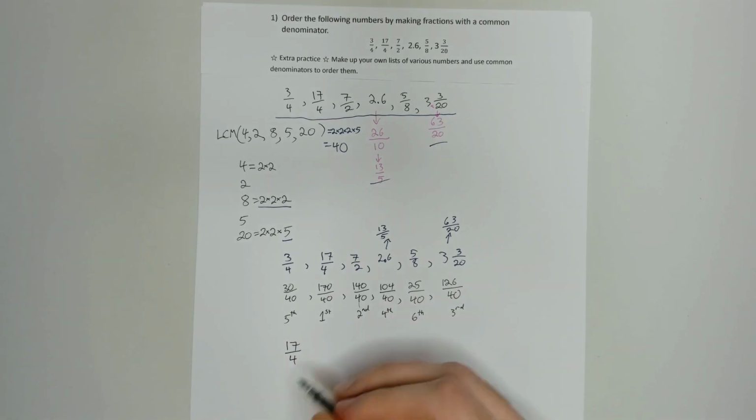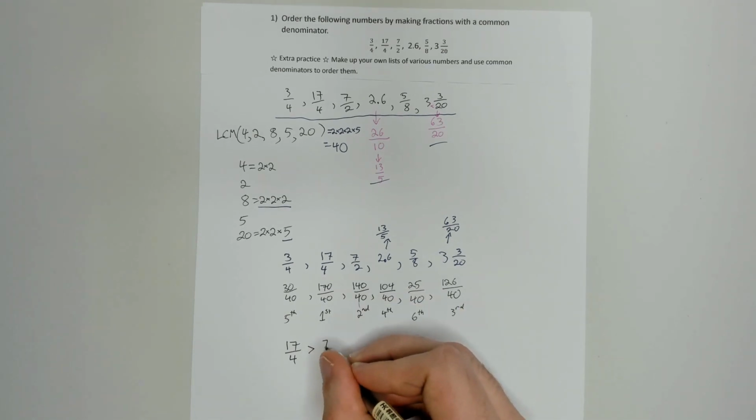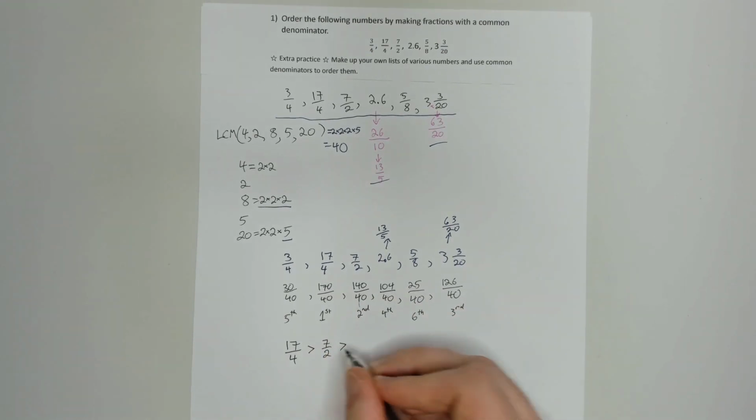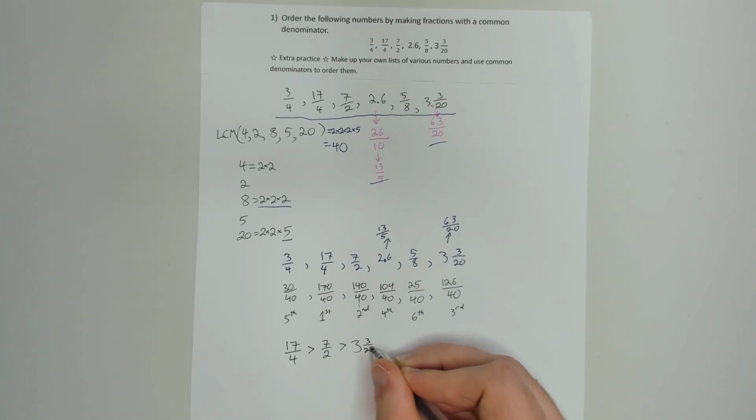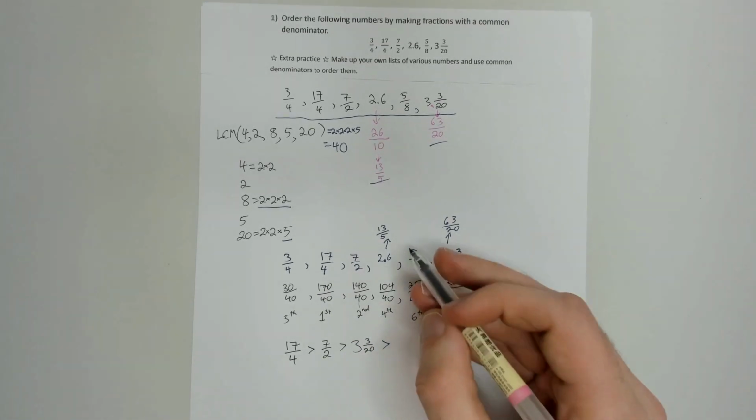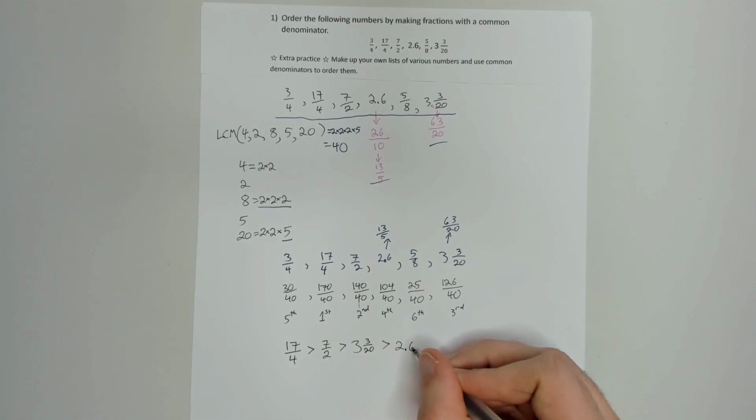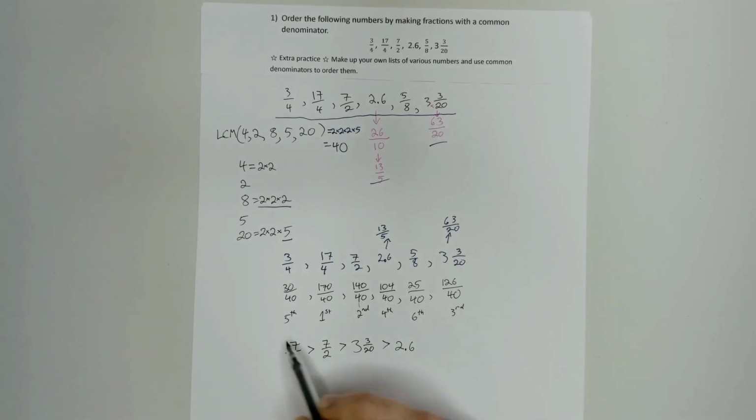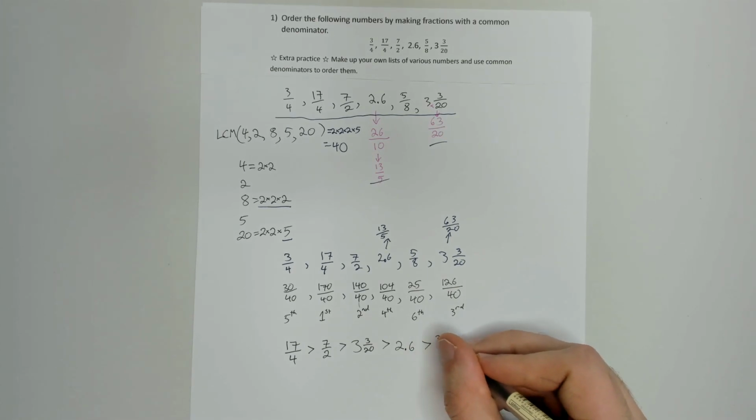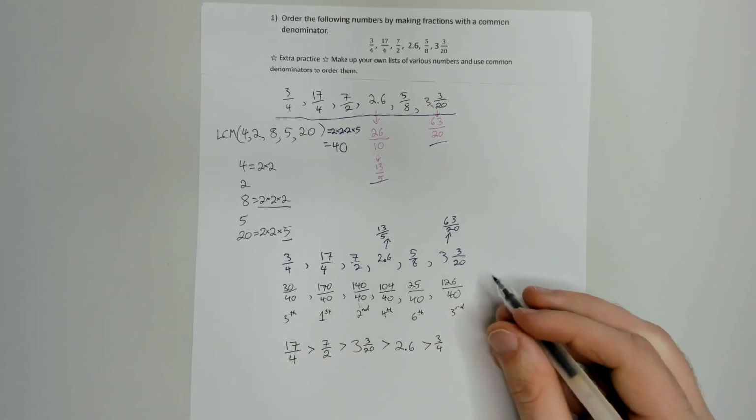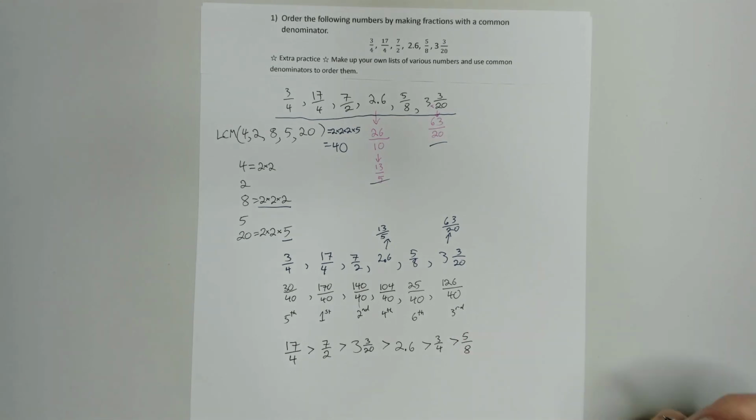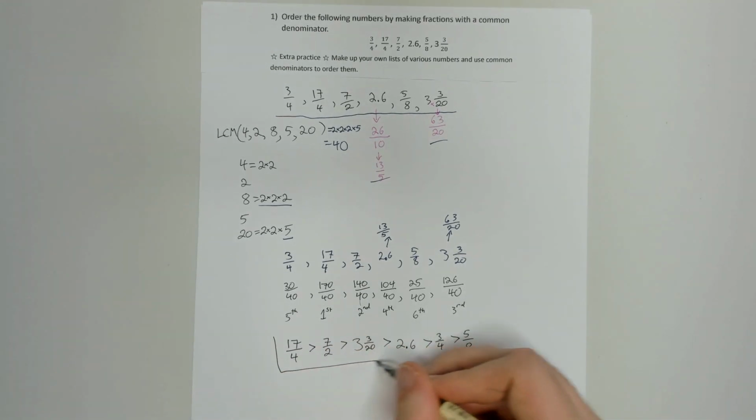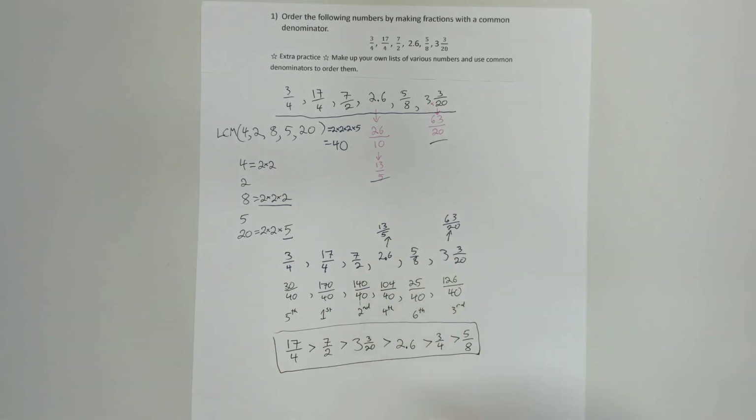And then to show it's greater than, we'll use the greater than symbol, right? So it's greater than second place, which was 7/2, which is greater than third place, which was 3 3/20, which was greater than fourth place, which is 2.6, which is greater than fifth place, which was 3/4, which was greater than sixth place, which was 5/8, and that's it, right? We just had 6 to deal with. So this right here would be our ordering of the list of numbers we were given.